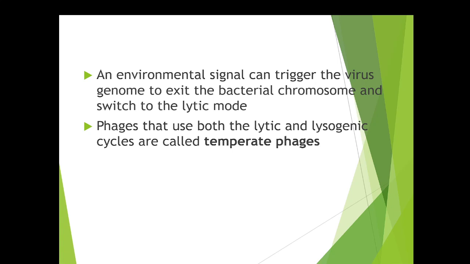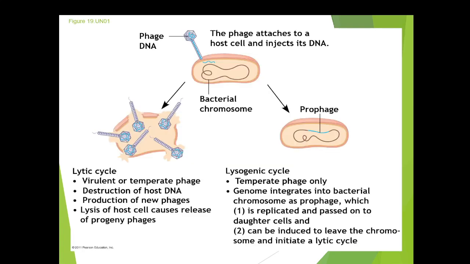So phages that use both the lytic and lysogenic cycles are called temperate phages. Now, if a phage were to only use the lysogenic cycle, it would get stuck in the genome and not go anywhere. So we basically get two types, lytic viruses and temperate phages that are going to use both.